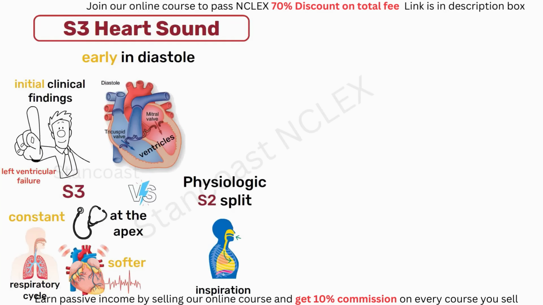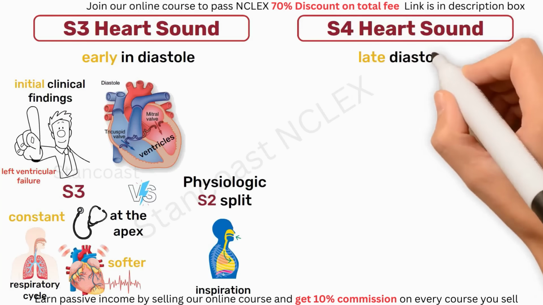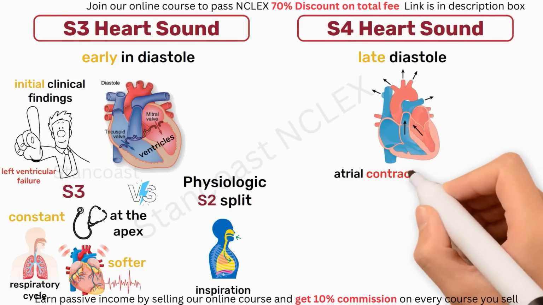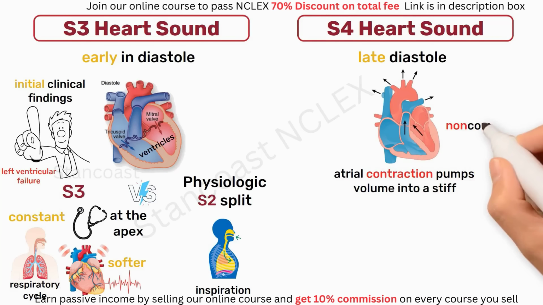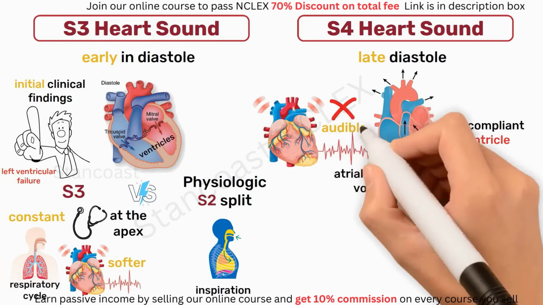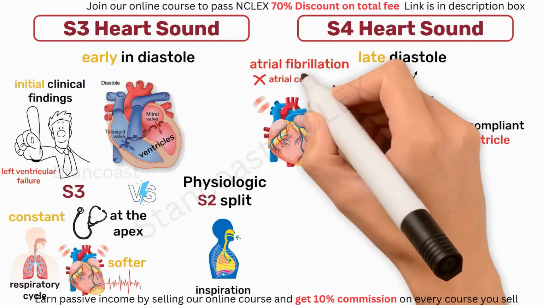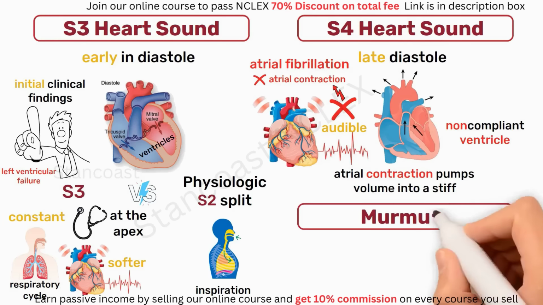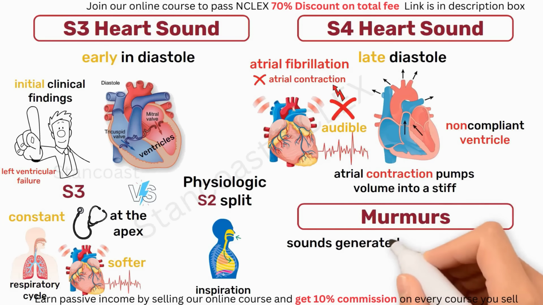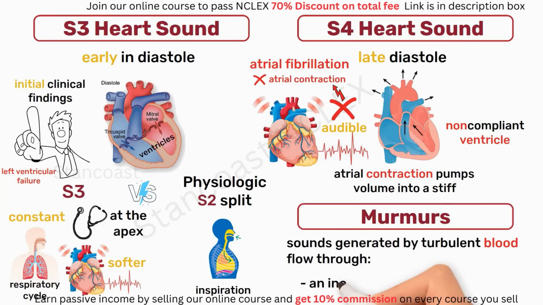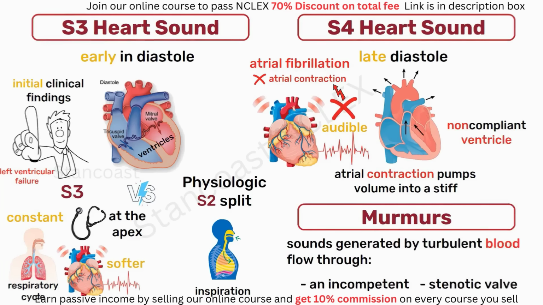On the other hand, an S4 heart sound is heard in late diastole when atrial contraction pumps volume into a stiff, non-compliant ventricle. However, an S4 is not audible in a client with atrial fibrillation since there is no atrial contraction. Murmurs, on the other hand, are sounds generated by turbulent blood flow through an incompetent or stenotic valve.